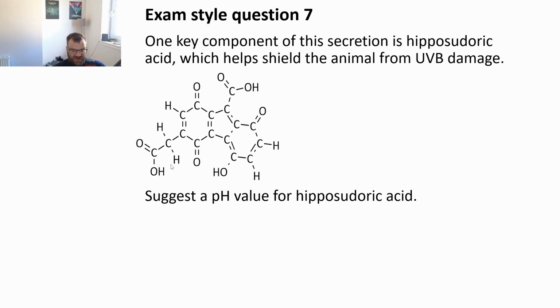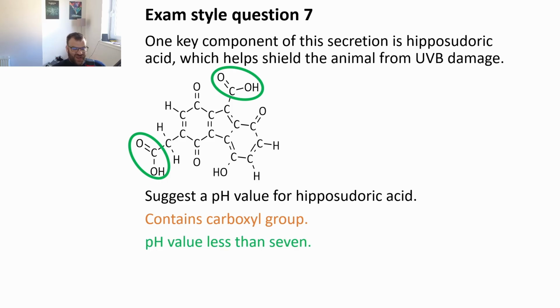What's it going to ask us? Suggest a pH value for the hipposudoric acid. Well, we've got carboxyl groups, 2 of them if I'm looking correctly. Carboxylic acid. Acids have a pH less than 7, so any pH value less than 7. So you just pick a number, 1, 2, 3, 4 or whatever it might be. But any value below 7 would pick up the mark for that one.